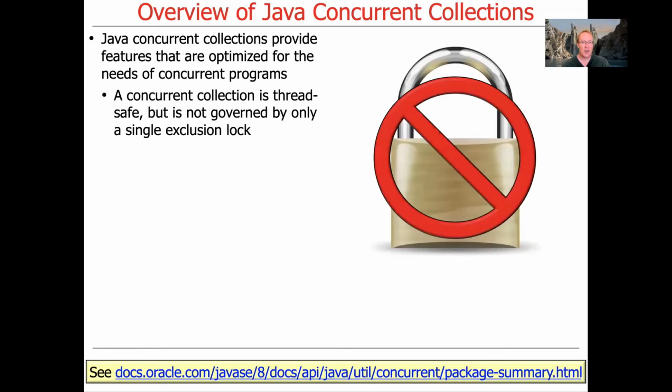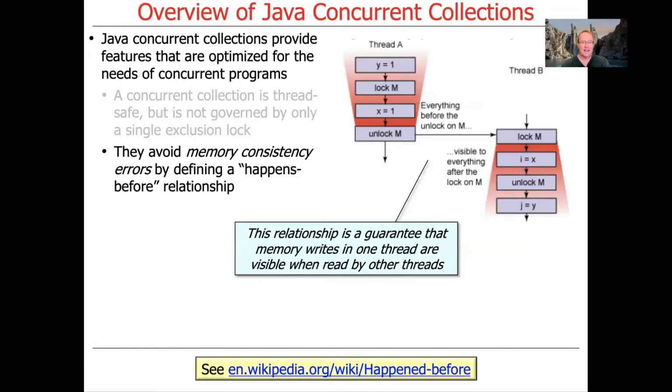One thing that makes a concurrent collection more powerful, as a general rule, is it's thread safe, like a synchronized collection, but it's not governed by only a single mutual exclusion lock. And the way that they work, of course, is because they're done in a very clever way by some people who are very smart in the ways of concurrency and synchronization.